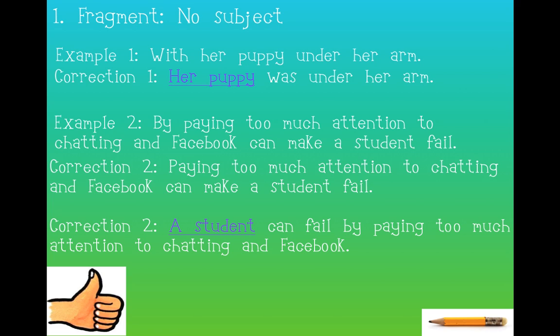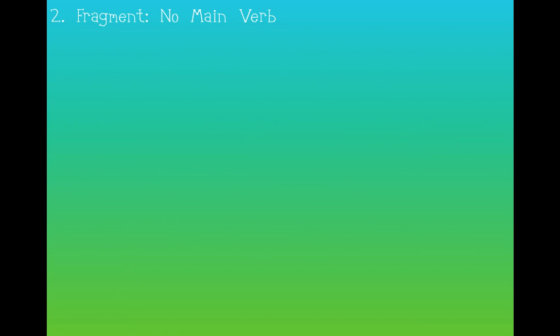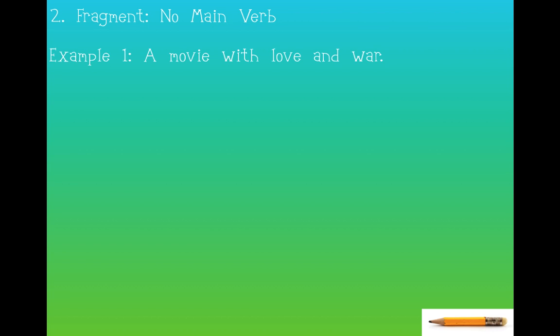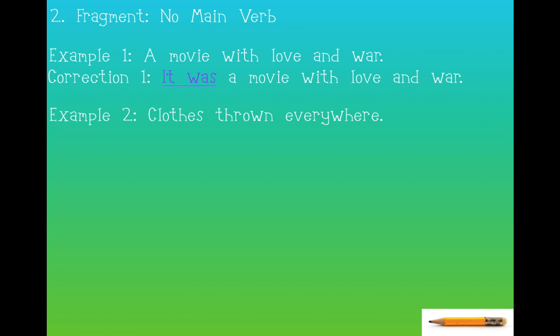We're now going to move on to fragments with no main verb. Okay, fragments with no main verb, again, they're not going to have the verb. So here's an example. A movie with love and war. So there is a subject here, but there's no verb at all. So here is a correction for it. It was a movie with love and war. So we can see that the was, it was, is what we added, and the was becomes the verb. So it is now a complete thought. It's a complete sentence with a main verb.